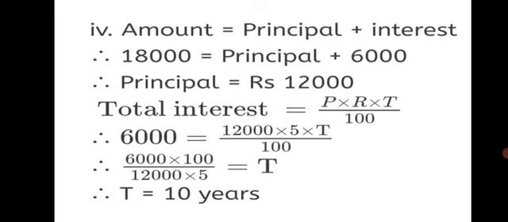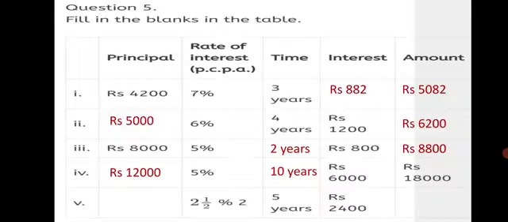So this way we got principal first and then we got time. Let's fill up the blanks in the table. Principal is equal to rupees 12,000 and time is equal to 10 years. So this way we completed question number 4.